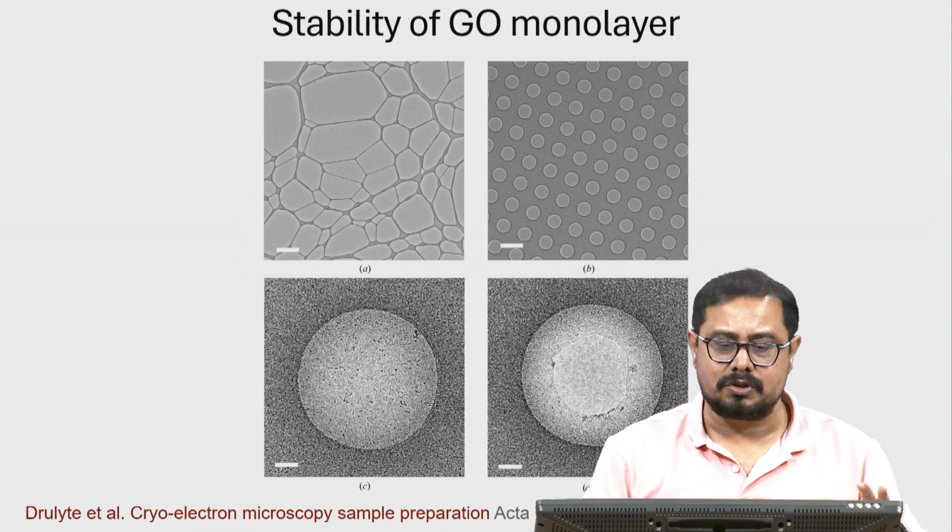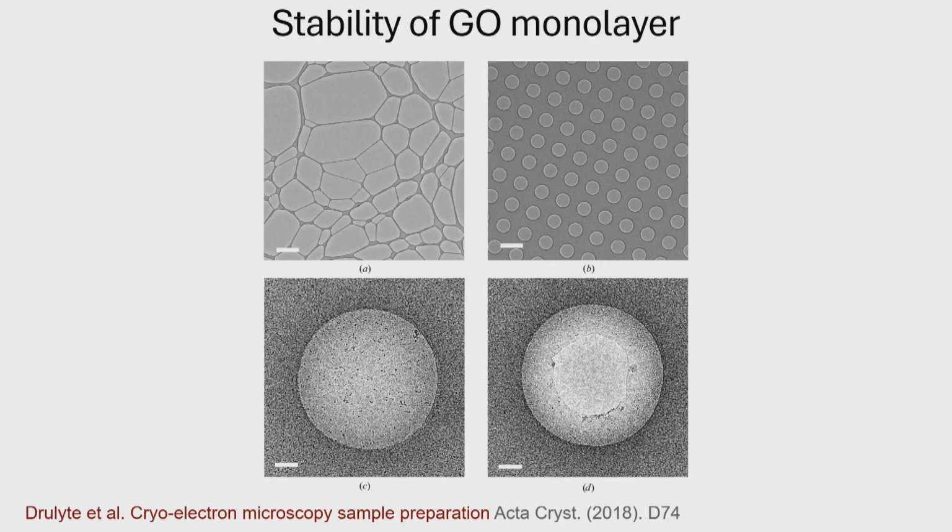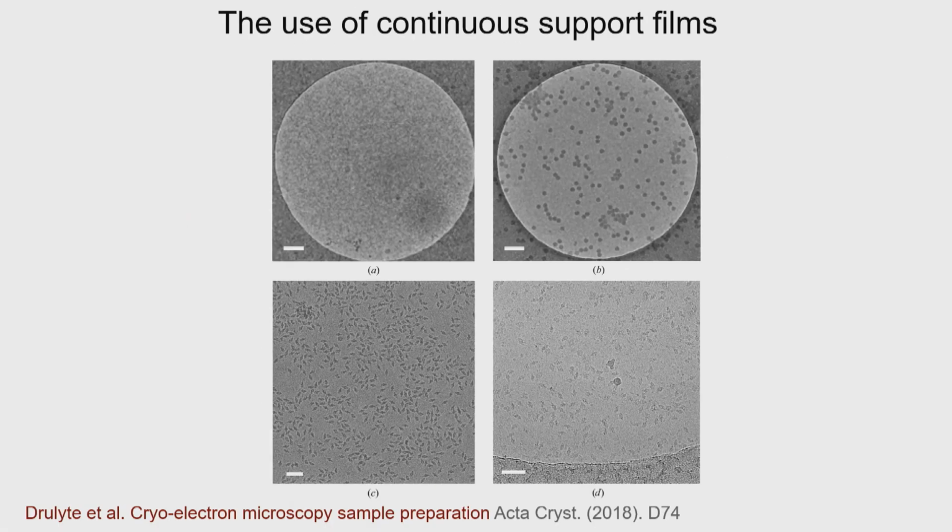And these are some of those graphene oxide monolayer grids, where you can see this is the Lacey carbon grid, this is the Quantifoil grid, this is the enlarged view of one of the grids, and this is the damaged grid of that Lacey carbon coated grid. And this is basically the distribution of the protein sample, how it is distributed in that graphene oxide coated grid or continuous support film grid. If there is a continuous support film, there is a high chance there will be evenly distributed protein sample, and there will be stability.